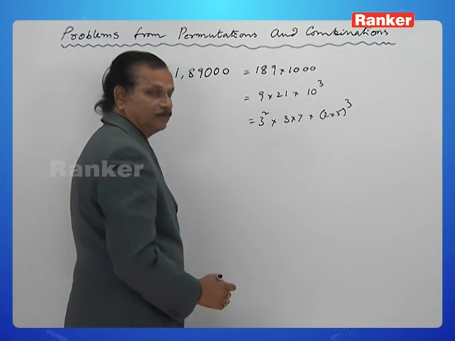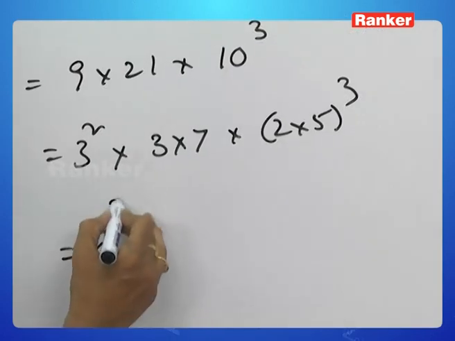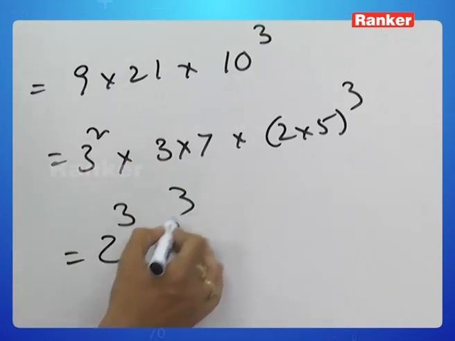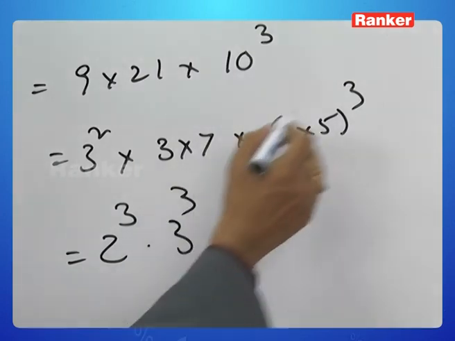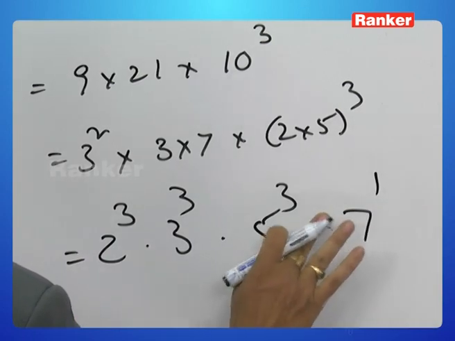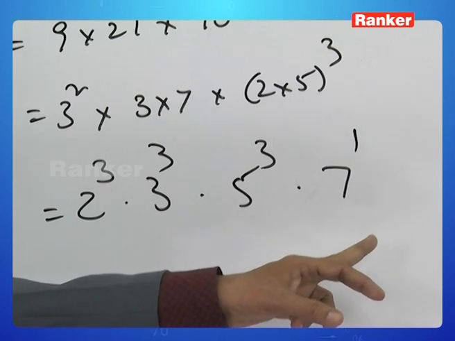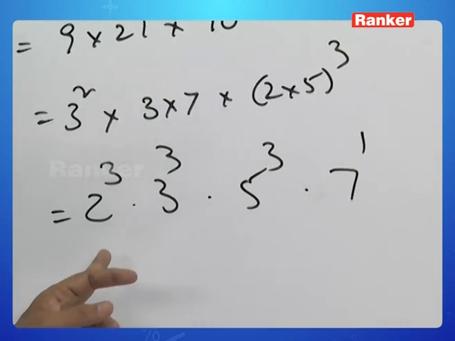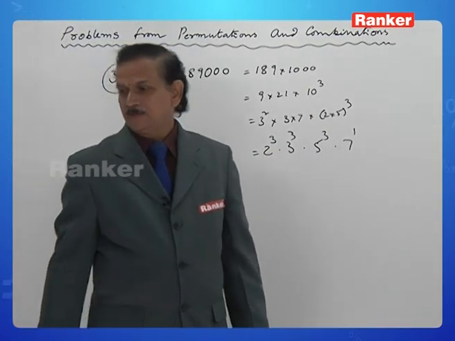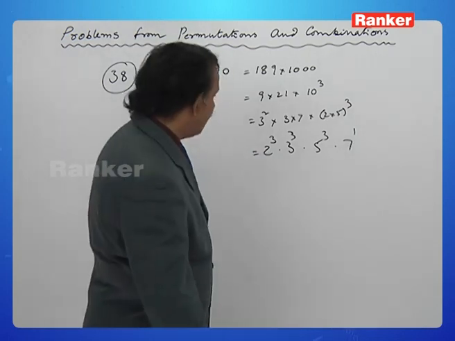All together, how many prime numbers are here? How many 2's are there? 2 cube. How many 3's are there? 3 square into 3, 3 cube. How many 5's are there? 5 cube. How many 7's? 7 power 1, that is only one 7 is available. These are the distinct prime factors. What are the distinct prime factors here? 2, 3, 5, 7.